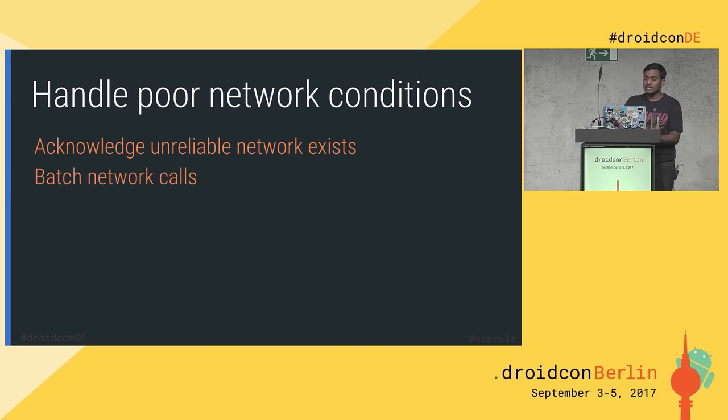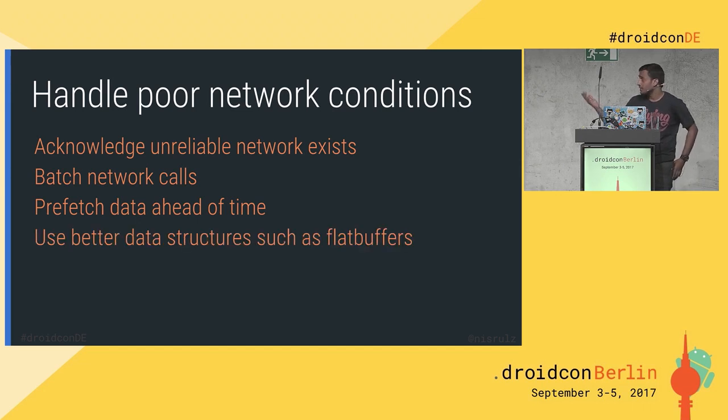The other solutions basically include batching network calls, prefetching data ahead of time, and using better data structures such as flat buffers. All three of these things that I'm talking about, batching network calls, prefetching data ahead of time, or using better data structures such as flat buffers, they all pertain to one specific thing: your library should be doing the least impact to the app itself.